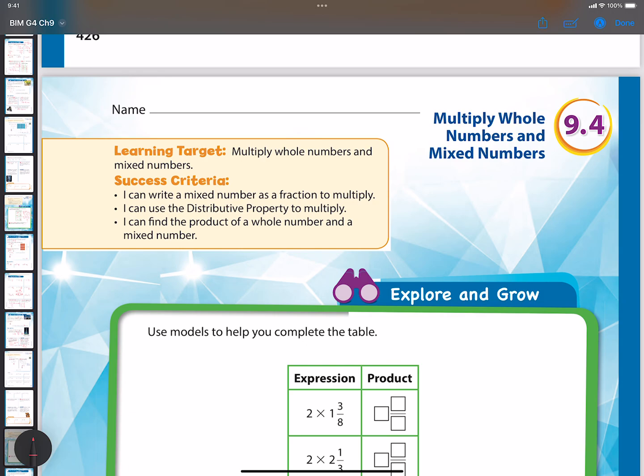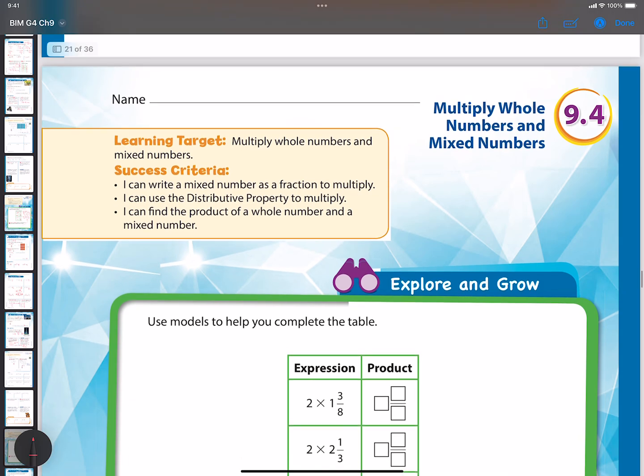This is lesson 9.4, multiply whole numbers and mixed numbers. Okay, our target is multiply whole numbers and mixed numbers. I can write a mixed number as a fraction to multiply, and I can use the distributive property of multiplication. So I can find the product of a whole number and a mixed number. All right, let's find out.